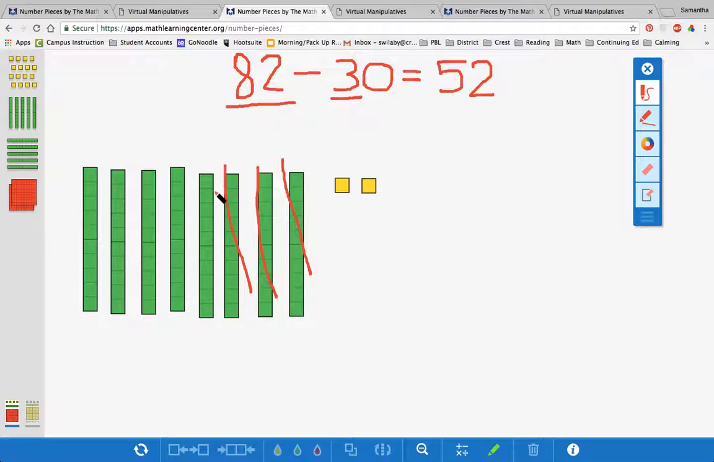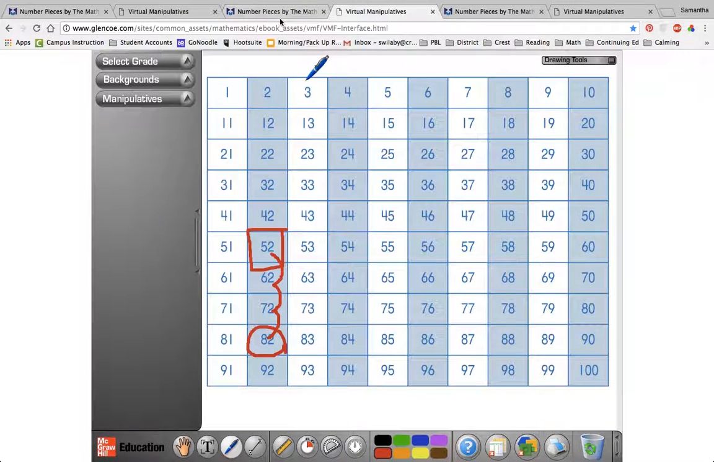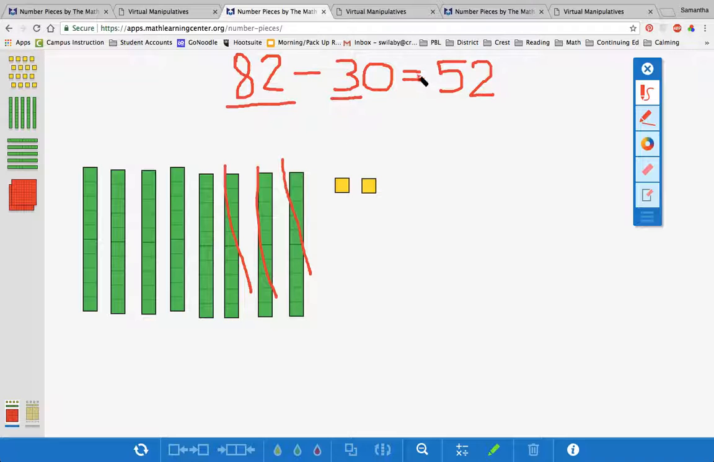Now I'm left with 5 10s and 2 1s, which is 52. Notice again, the ones place didn't change because I'm doing a group of 10s. There's no ones that I'm taking away. So I got the same difference by using the hundreds chart and by using my base 10 blocks.